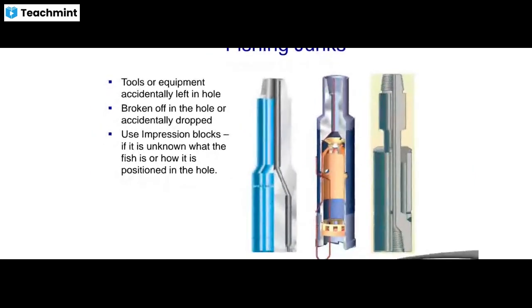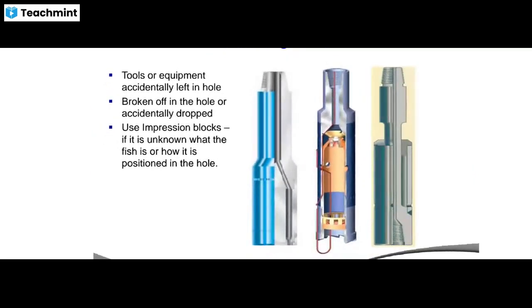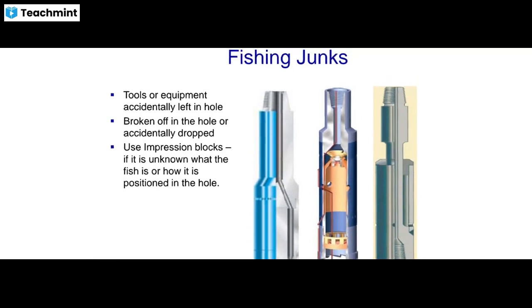So this is your fishing junks. Junk is tools or equipment accidentally left in the hole, broken off in the hole, or accidentally dropped. Use impression blocks if it is unknown what the fish is or how it is positioned in the hole.